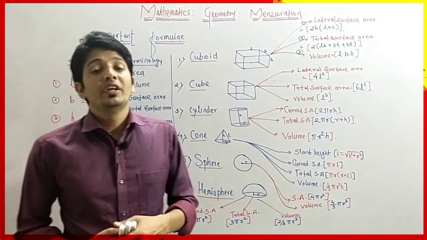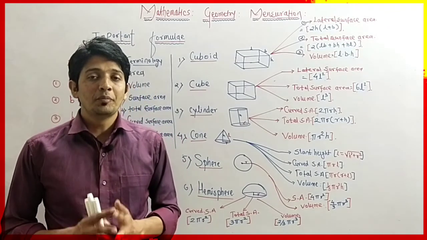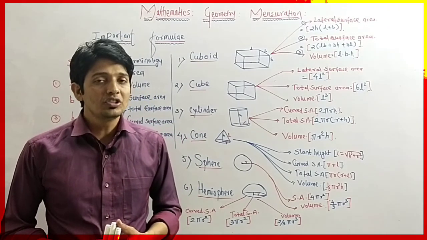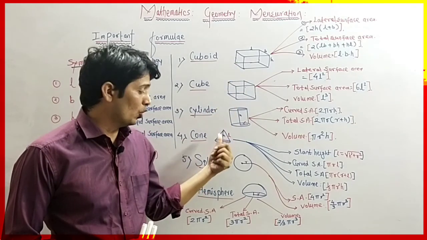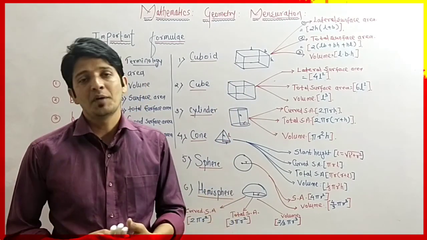So students, today we have understood all the terminology that we are going to use about the cube, cuboid, cylinder, cone, sphere and hemisphere.